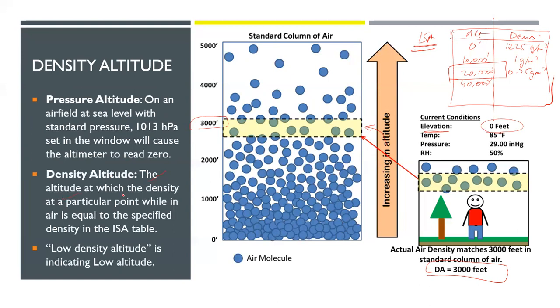Density altitude is the altitude at which the density at a particular point in air is equal to the specified density in the ISA table. Same thing for pressure altitude, in terms of 1013 hectopascal. On an airfield at sea level, standard pressure 1013 hectopascal set on the window will cause the altimeter to read 0. So in your altimeter, if you have set 1013 hectopascal, the altitude you are reading is known as pressure altitude.